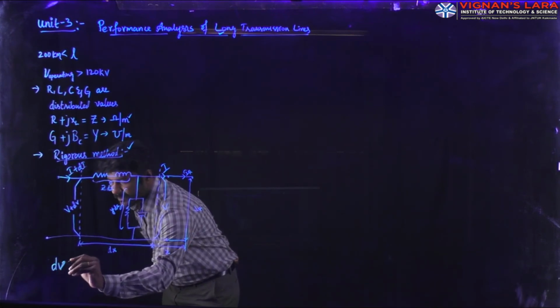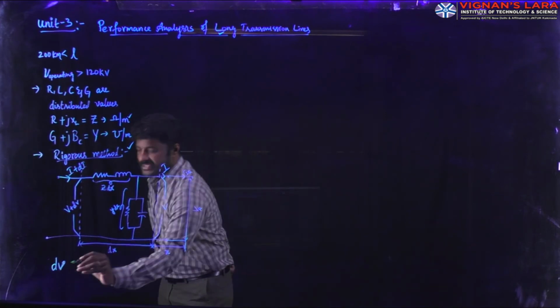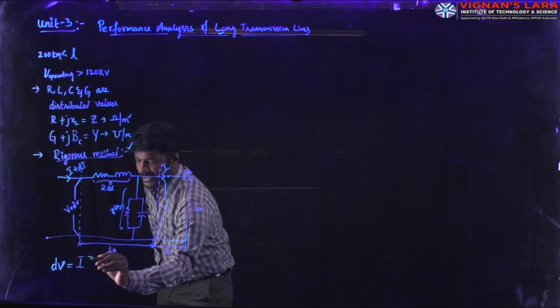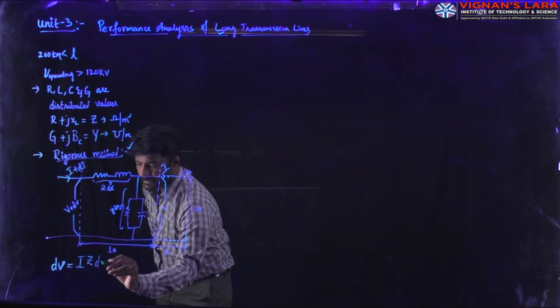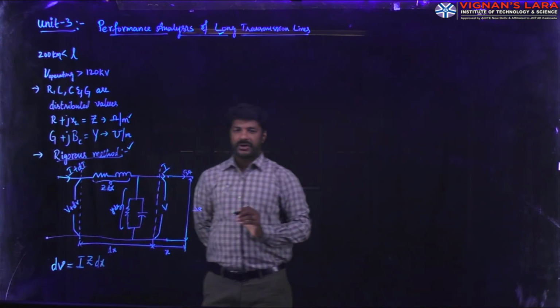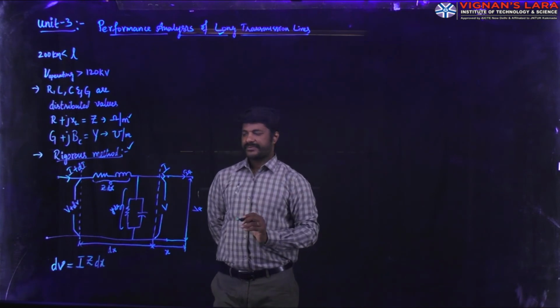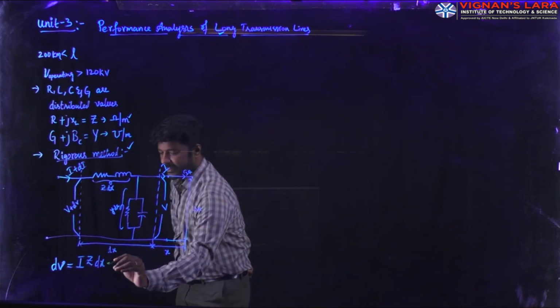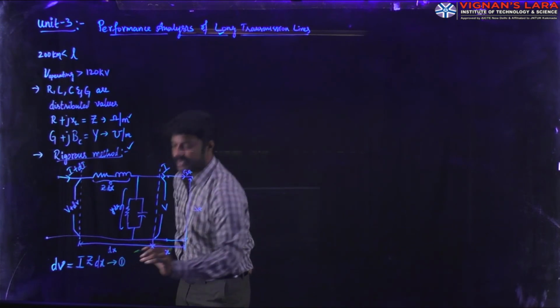The voltage drop dV is equal to the current in that series impedance multiplied by the value of that series impedance, called I Z dx. Okay, that is the first equation. Let me take it as equation 1.